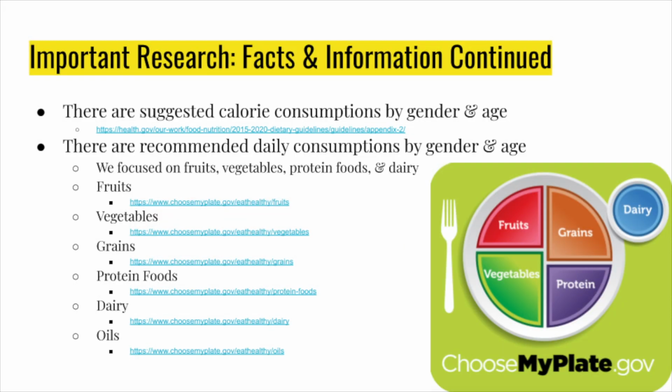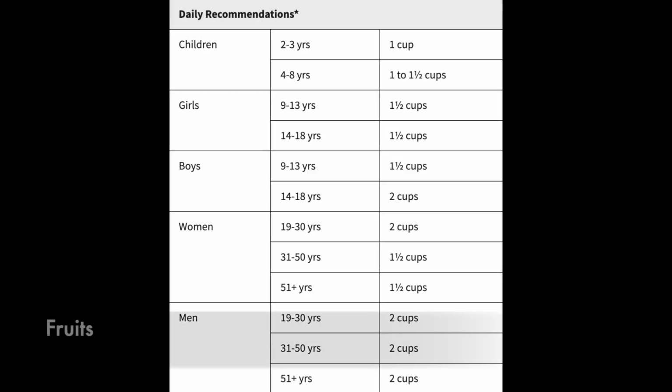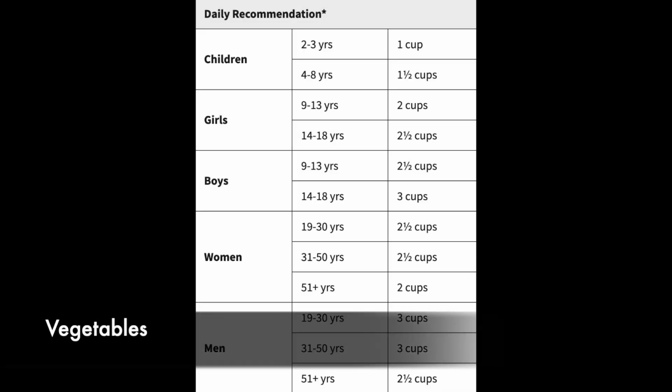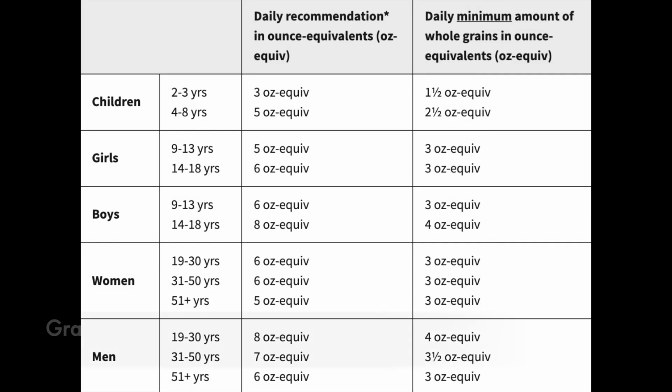The things that we researched the most and used the most with the development of our program were the different nutritional recommendations for people of different genders and ages. We studied the recommended daily calorie consumption, daily fruit consumption, daily vegetable consumption, daily grain consumption, daily protein food consumption, daily dairy consumption, and daily oil consumption. We relied most on the information about fruits, vegetables, protein foods, and dairy because they are the easiest areas to be self-sustaining in. These images show some of the data that we studied, starting with fruits, then vegetables, then grains, then protein foods, then dairy, then oils.